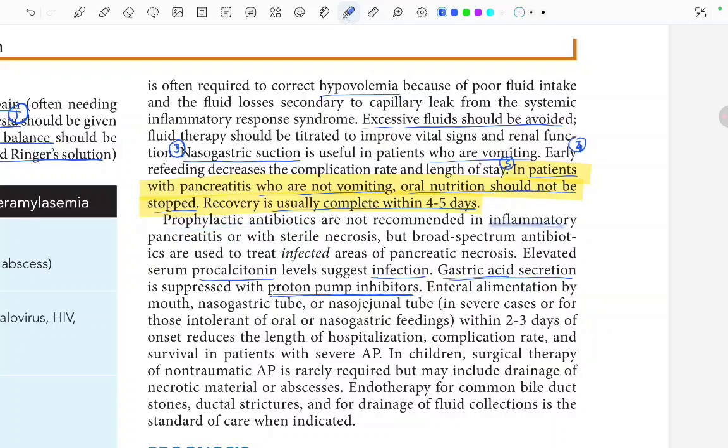Because it is mainly an inflammatory condition, if there is necrosis, it is a sterile necrosis. But if a broad spectrum antibiotic is being used, it is used to treat the infected areas of the pancreatic necrosis. Elevated serum procalcitonin levels suggest infection. We also have to look at the CRP to look for infection. This is important, to look at the procalcitonin level to suggest any infection. Gastric acid secretion is suppressed with proton pump inhibitors.